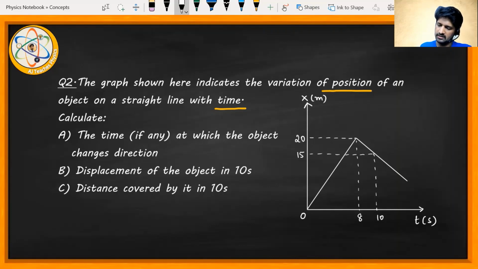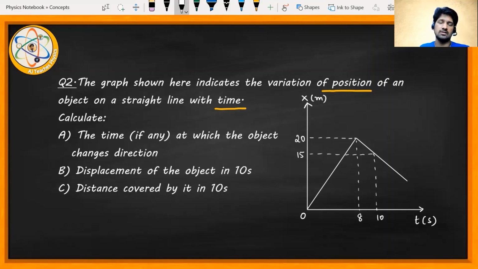And as time increases, time is a quantity which always increases. As time increases from 0 to 8, as you can observe in the graph, the position increases from 0 to 20. So basically what is happening here is, in the interval 0 to 8 seconds, the object goes from x is equal to 0 to x is equal to 20.